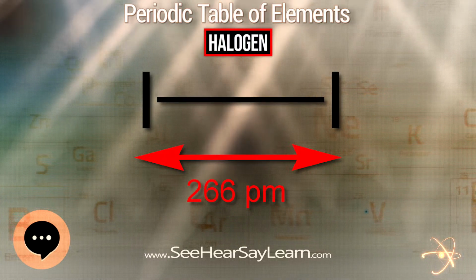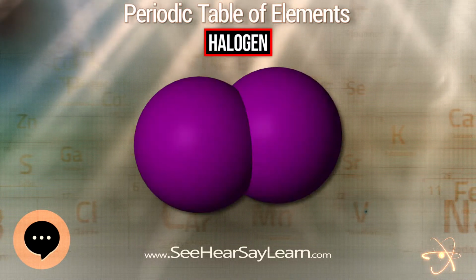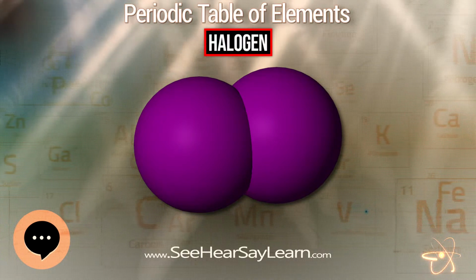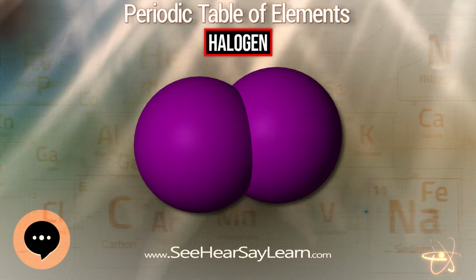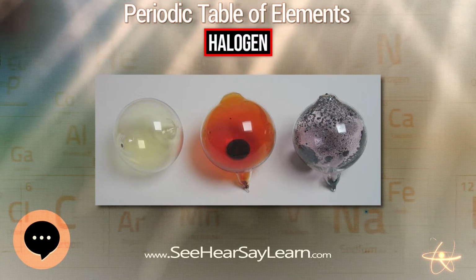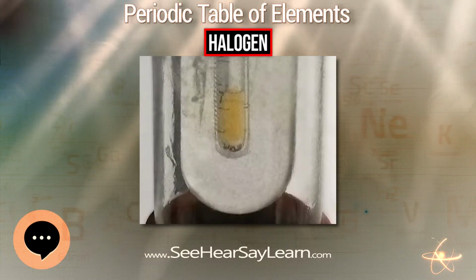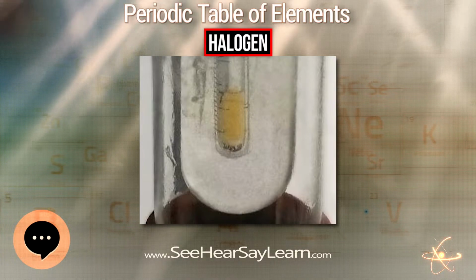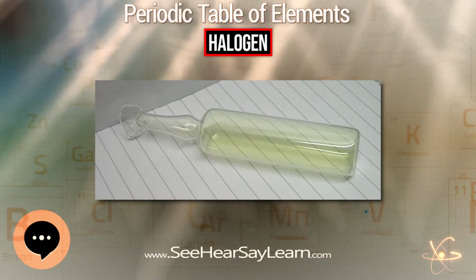Most halogens are typically produced from minerals or salts. The middle halogens, that is chlorine, bromine, and iodine, are often used as disinfectants. Organobromides are the most important class of flame retardants. Elemental halogens are dangerous and can be lethally toxic.